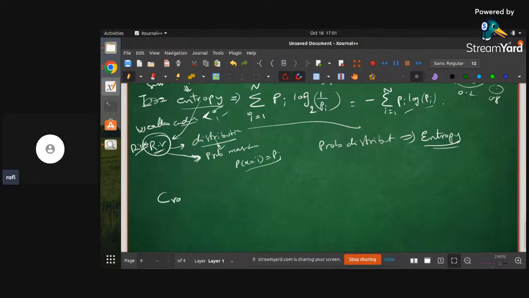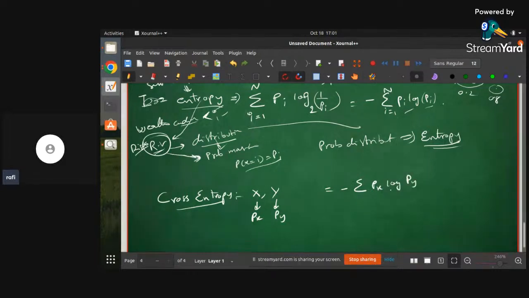Now, like that, we'll define cross entropy. The cross entropy is between two random variables x and y. x has one distribution px and y has another distribution py. Cross entropy is defined as minus the sum of px log py.